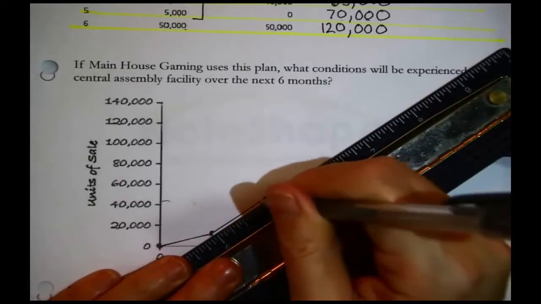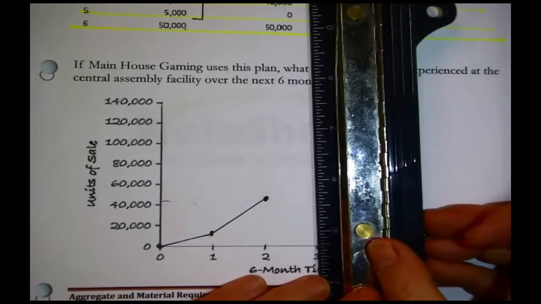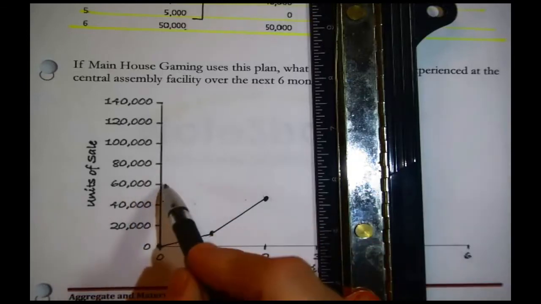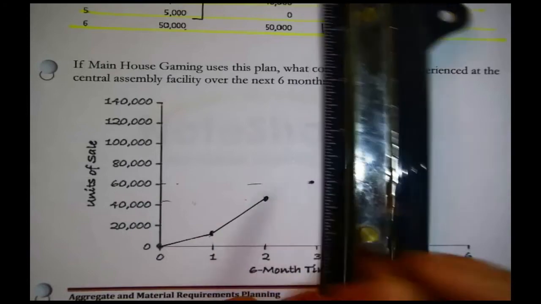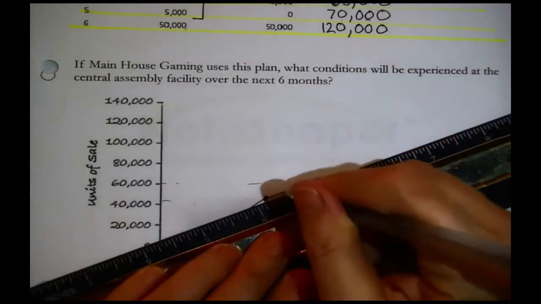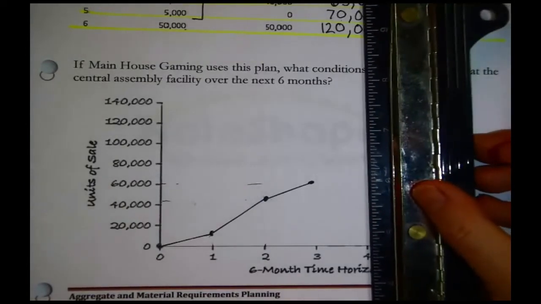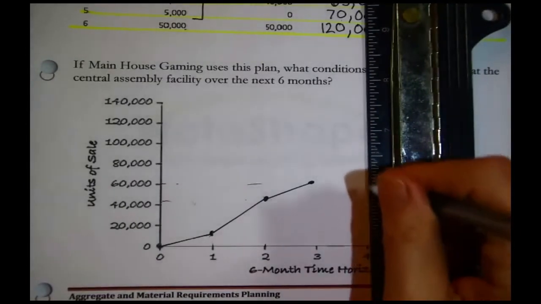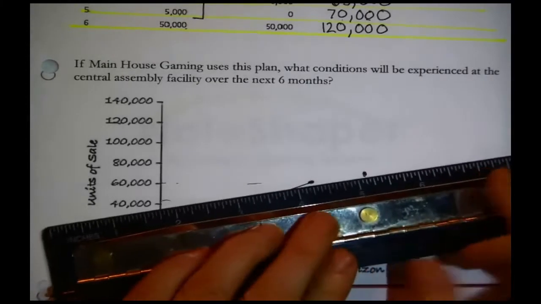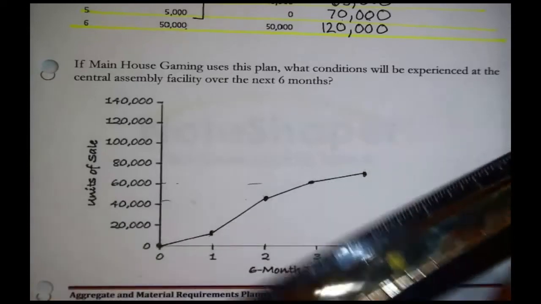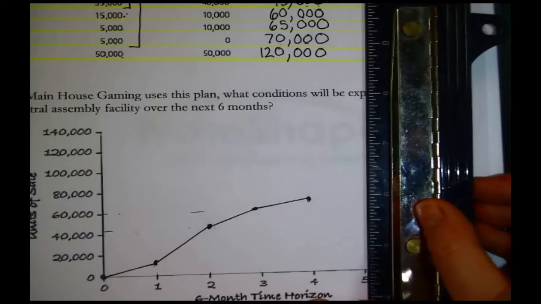Okay, well, I plotted that one. By the end of the third month, there will have been a total of 60,000. Oh, that's marked specifically on the axis. 60,000 units of sale. By the end of the fourth month, which would be right there, a total of 65,000 units of sale, which isn't a whole lot higher on this graph. Okay, connect. By the end of the fifth month, a total of 70,000.